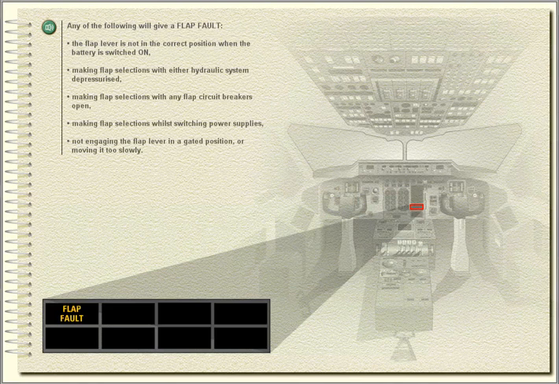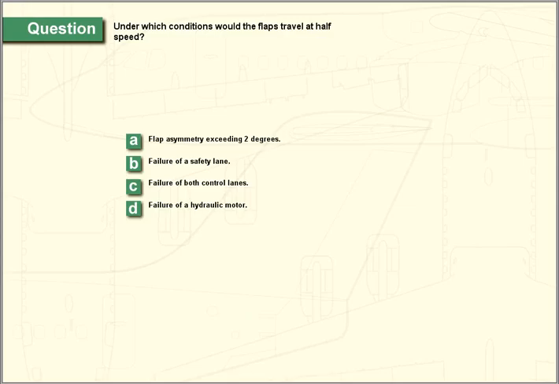The flap lever is not in the correct position when the battery is switched on. Making flap selections with either hydraulic system depressurized. Making flap selections with any flap circuit breakers open. Making flap selections whilst switching power supplies. Not engaging the flap lever in a gated position or moving it too slowly.